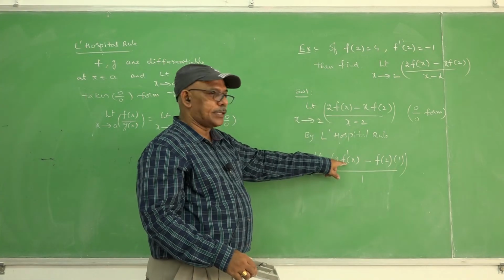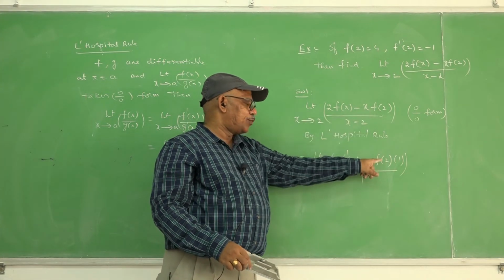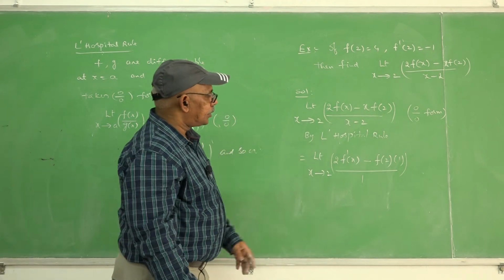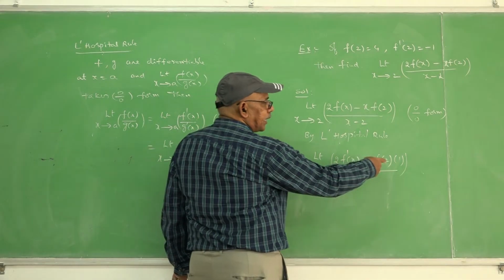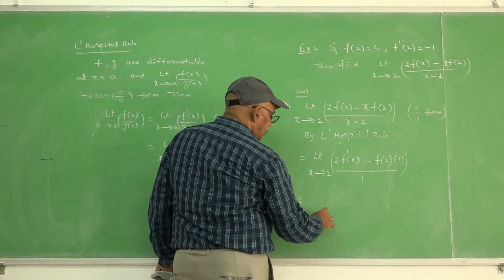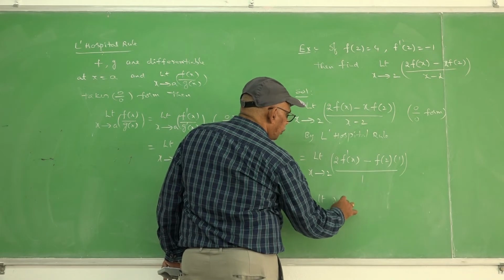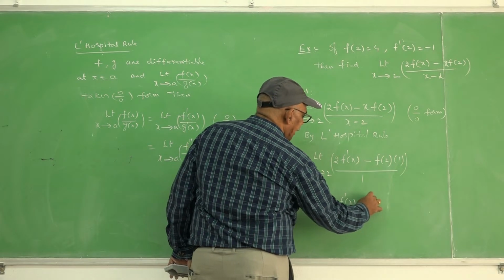of f(x) is f dash x. Derivative of x is 1. This is constant. This is also constant. So, hence 2 into f dash x minus f of 2 by 1, which is limit as x goes to 2 of 2 f dash x minus f of 2.